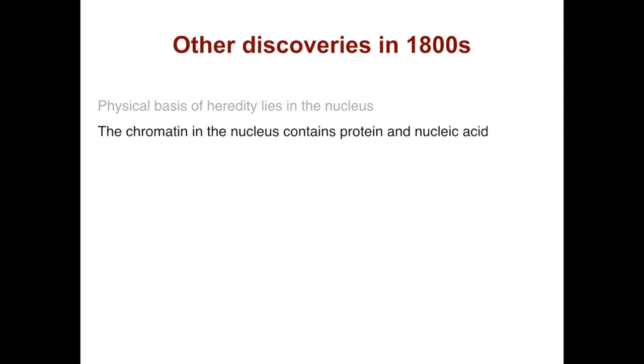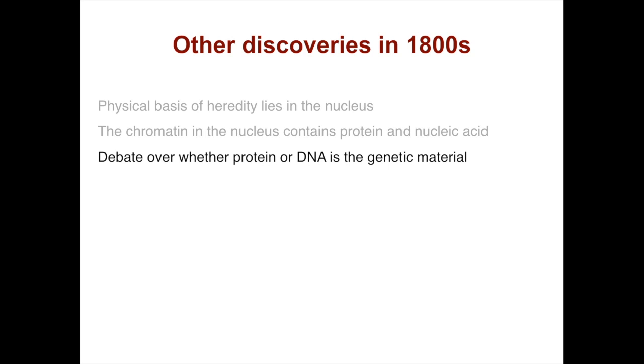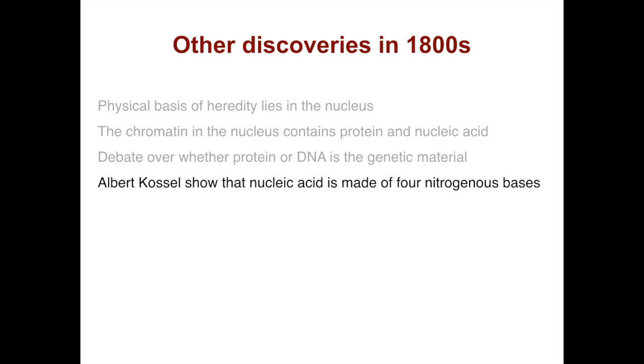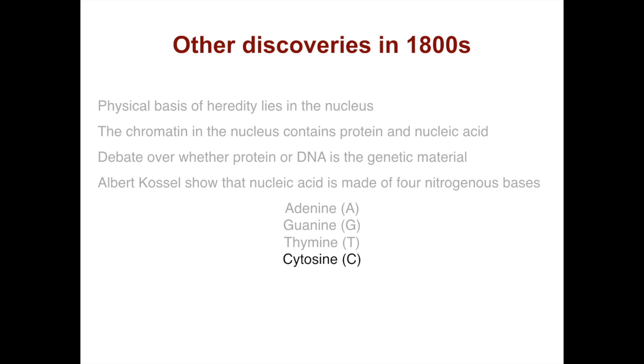Other discoveries of note in the 19th century, as I discussed, was that the physical basis of heredity lies in the nucleus. The chromatin in the nucleus contains both protein and nucleic acid, and this caused a debate over whether protein or DNA is the genetic material. Albert Kossel showed that nucleic acid is made of 4 nitrogenous bases: adenine, guanine, thymine, and cytosine.